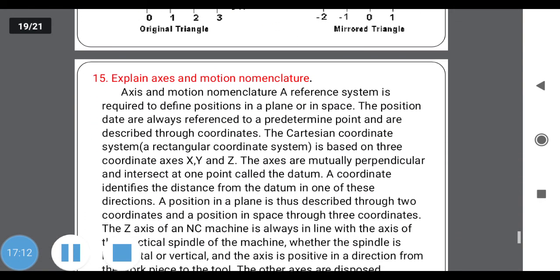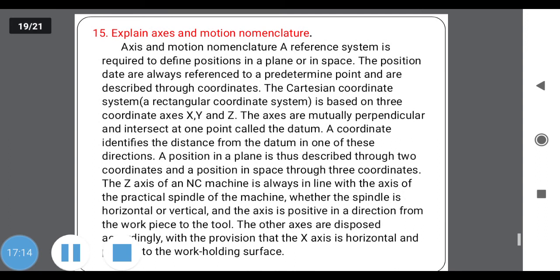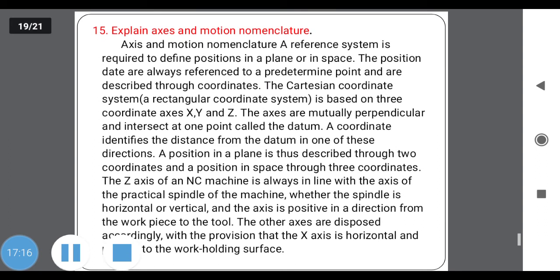Next one, explain the axis and motion nomenclature. This is the same as the axis coordinate system. It is also called a Cartesian coordinate system. Here we use particular axes, that is x, y and z. These axes are mutually perpendicular and intersect at one point called the datum. A coordinate identifies the distance from the datum to x, y or z.